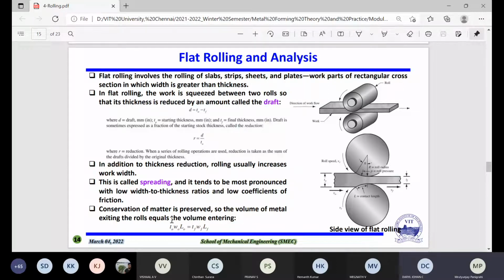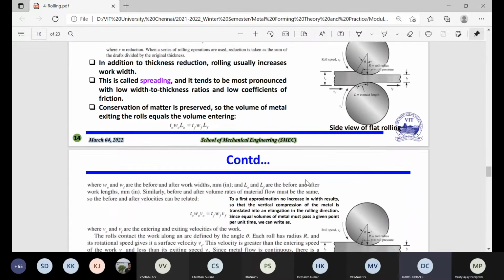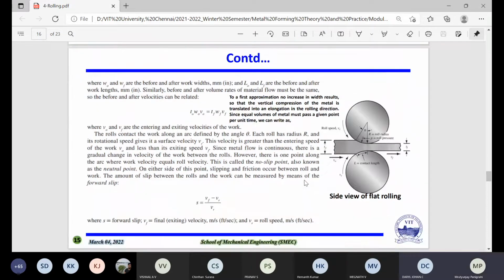So if we consider the volume, T0 into W0 into L0, that means the thickness, the width, and the length, equals TF, WF, and LF. Fine. The initial volume equals the final volume. Okay. So if you see again the same schematic diagram, I just put it in the slides to better understand.